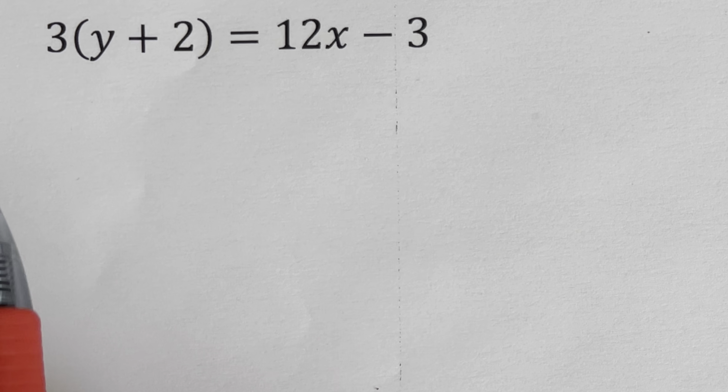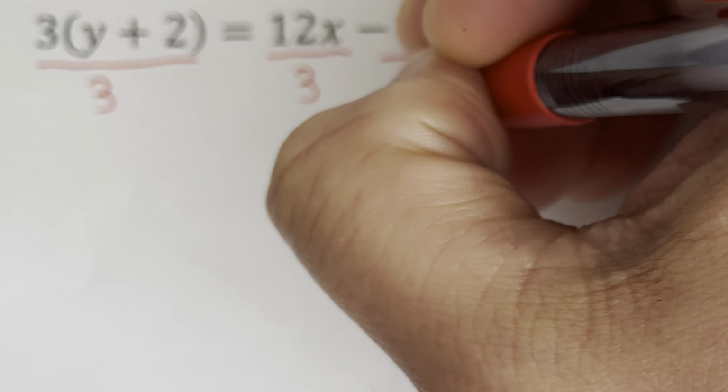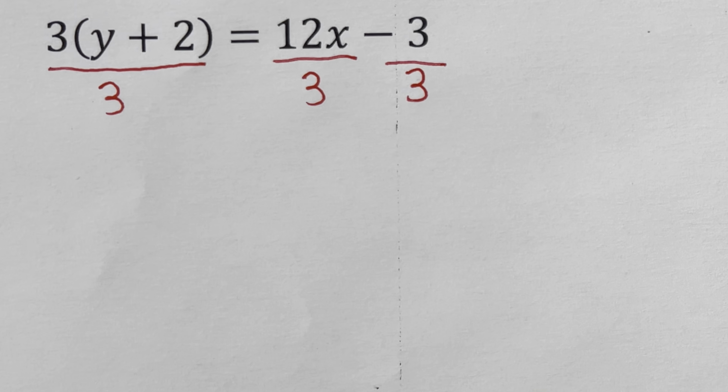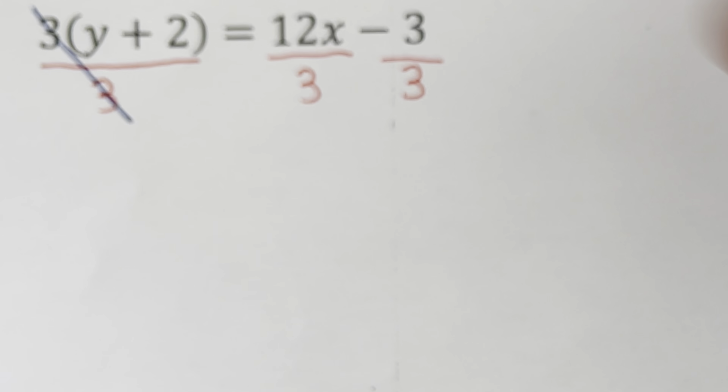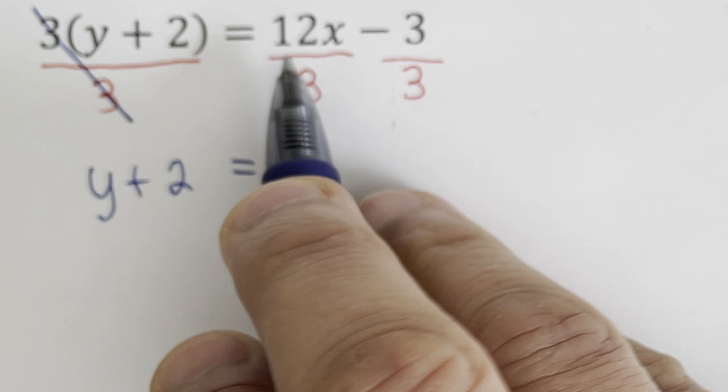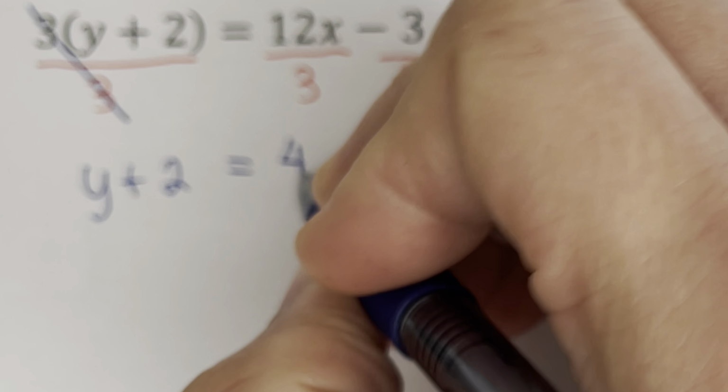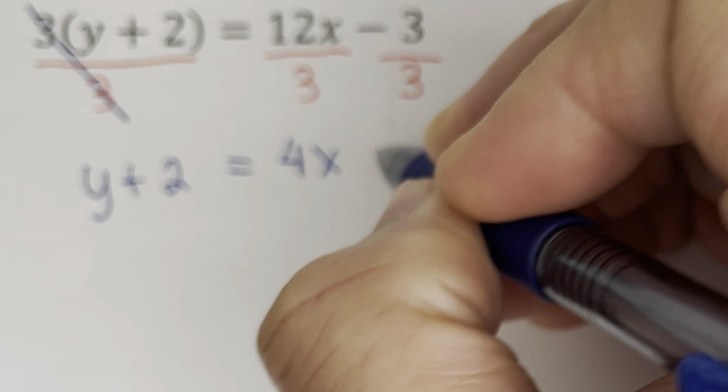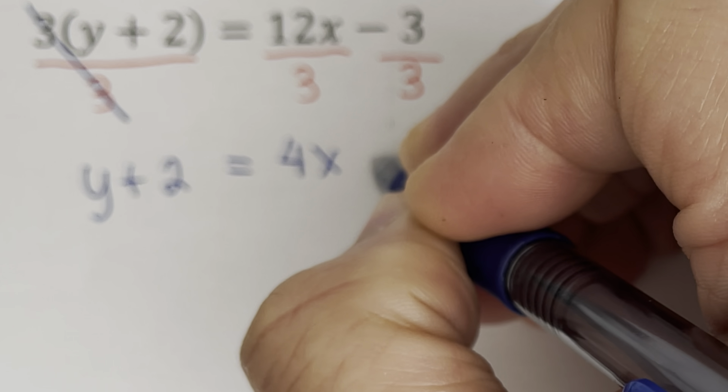So what we are going to do is get rid of the 3 by dividing both sides by 3. And then I will divide each of these by 3. So again, you can use distributive property for this. That should be fine. So what we are going to do next is we can cross out the 3 and the 3. So we are left with y plus 2 is equal to 12x divided by 3 is 4x. Negative 3 divided by 3 is negative 1.